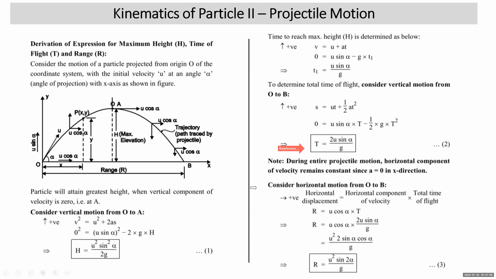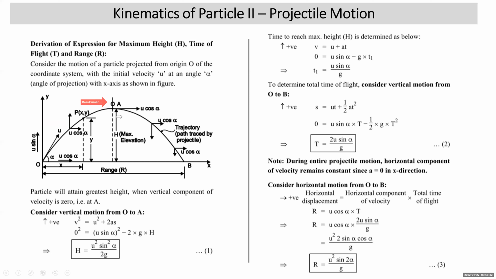You should remember that during the entire projectile motion, horizontal component velocity is constant, since acceleration is 0 in the x direction. I have already discussed that. The projectile is subjected to acceleration due to gravity only, and acceleration due to gravity is vertically downward, so its horizontal component is always 0. So wherever you resolve the velocity during the entire projectile motion, you'll find that the horizontal component velocity remains the same, but the vertical component will be different.